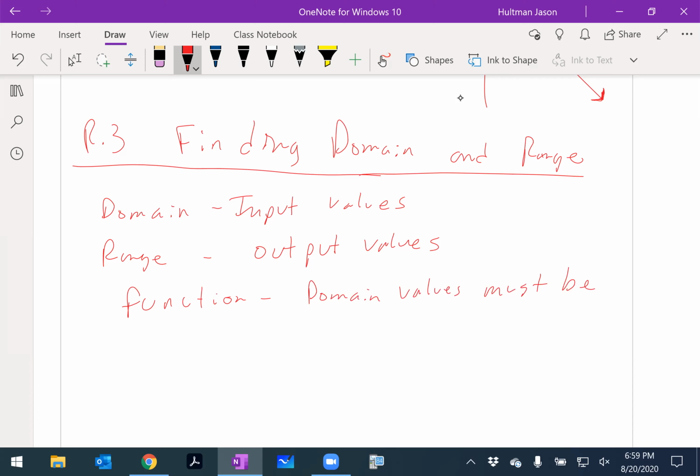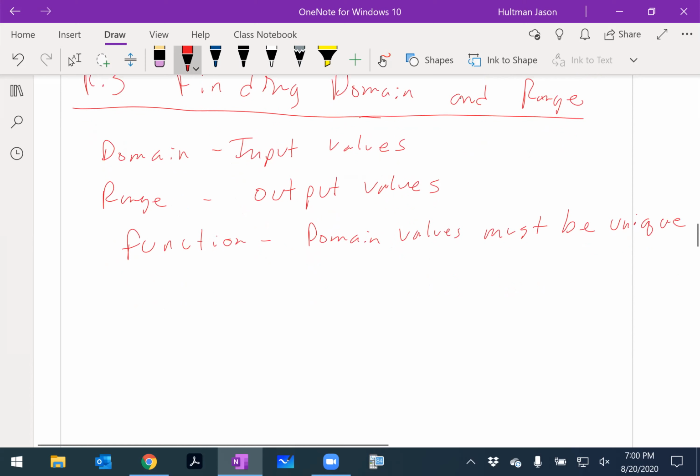Okay, so the domain values must be unique, if it's a function. So how do we talk about domain and range? Well, let's look at our pizza machine here.